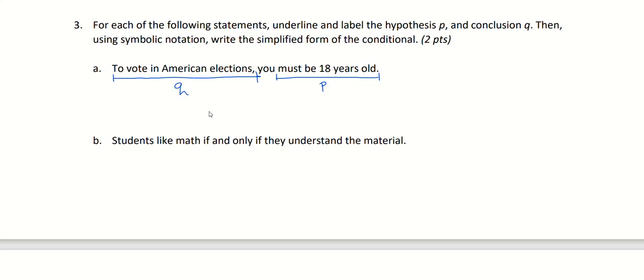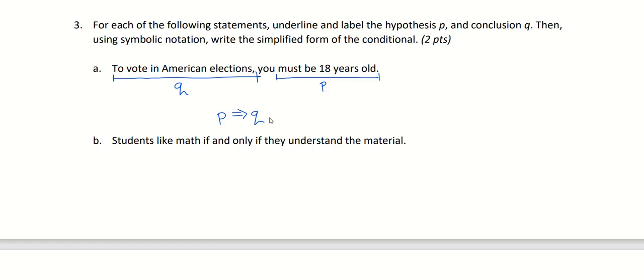What letter do we use for it? Q. If I wanted you to write the simplified form of the conditional, you could write, if you are 18 years old, then you can vote in U.S. or American elections. Or we can all just agree that we have a better way to write stuff, because mathematicians are lazy, thankfully. Does this say the exact same thing, but with a million fewer letters? Not literally a million, but same idea. If you want to write a sentence instead of if P then Q, I'm okay with it.